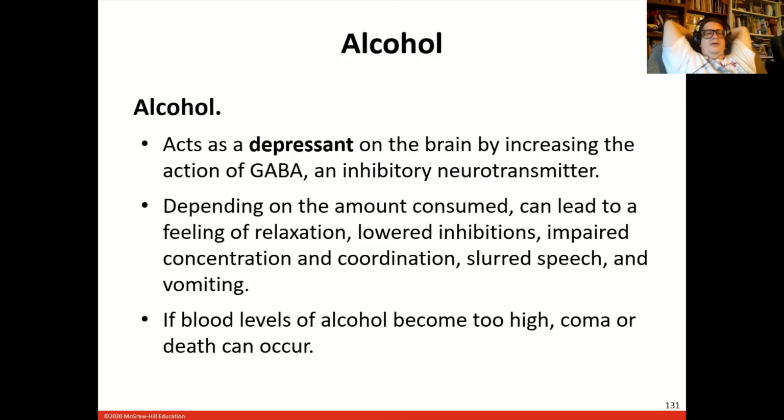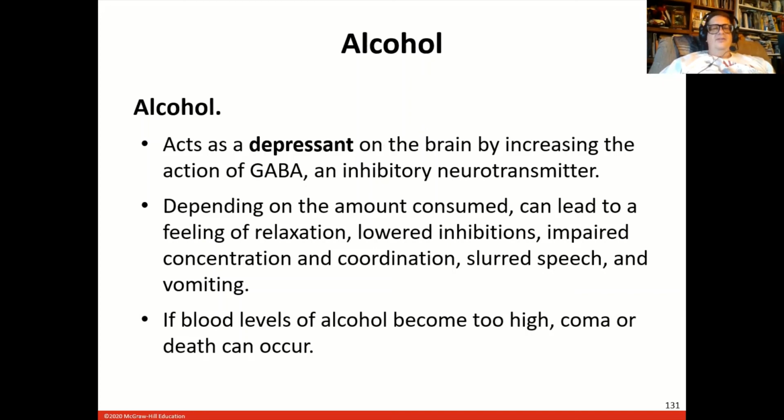Anyway, it's a depressant, and you might say, I don't feel depressed when I drink. Well, that's not necessarily what that means. It depresses your inhibitory centers, okay? It makes you feel less inhibited, more outgoing, all that. So it's a depressant. It increases GABA, and that is an inhibitor.